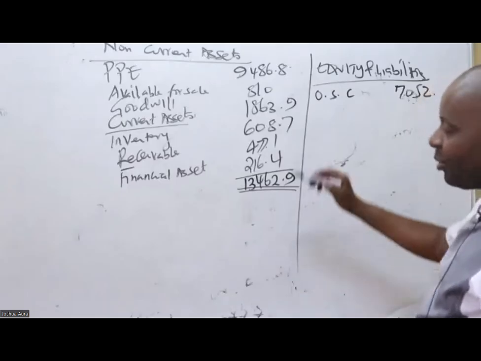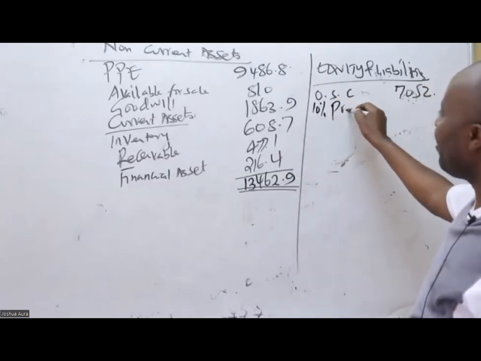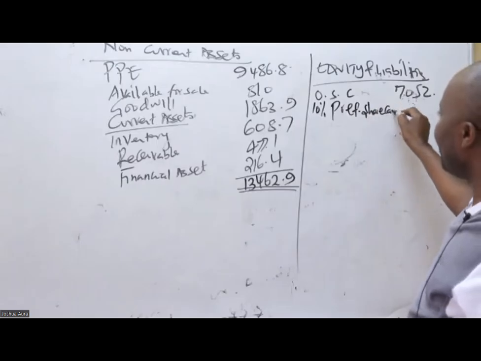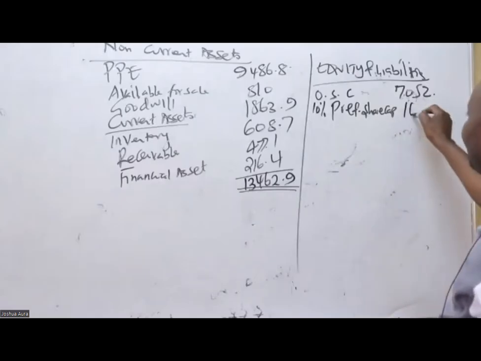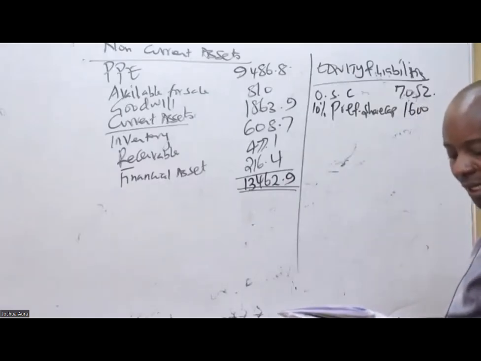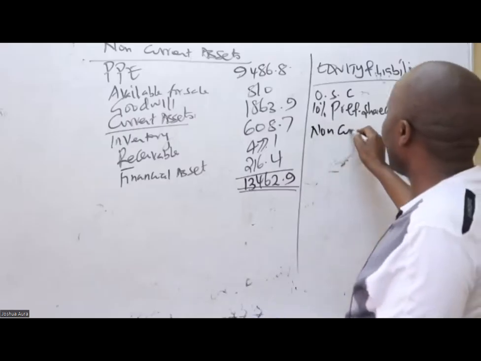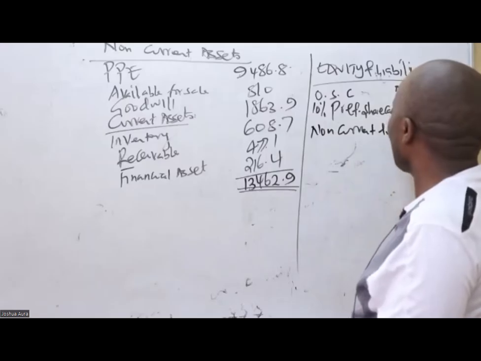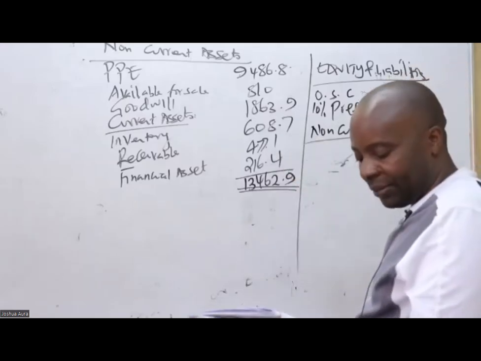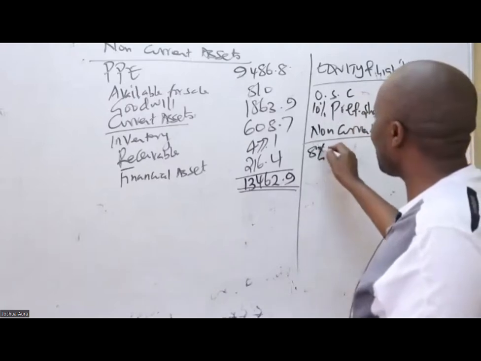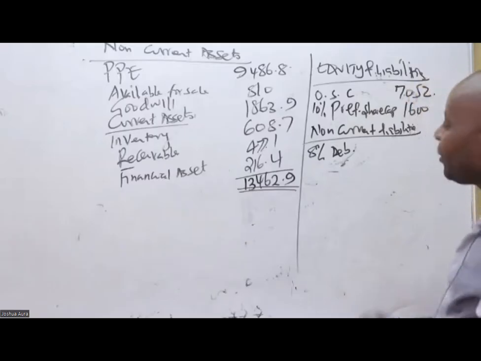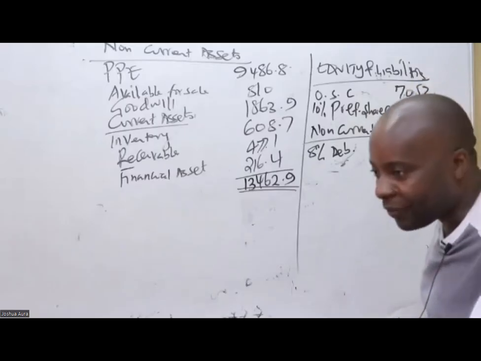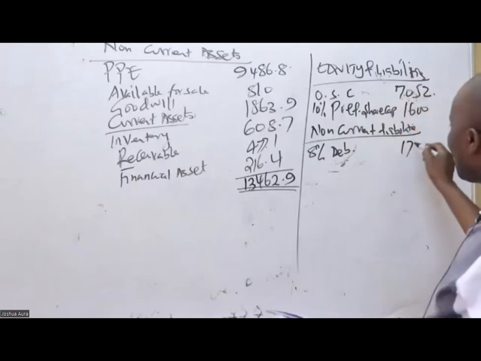Then we have 10% preference share capital. Do you remember that figure? 10% preference share capital, how much? 1,600. Then we have, in this case here, non-current liabilities. We have 8% debentures. Are you able to remind us the figure you got for 8% debentures? 1768. Thank you very much.